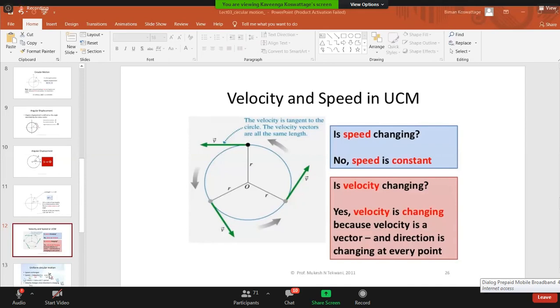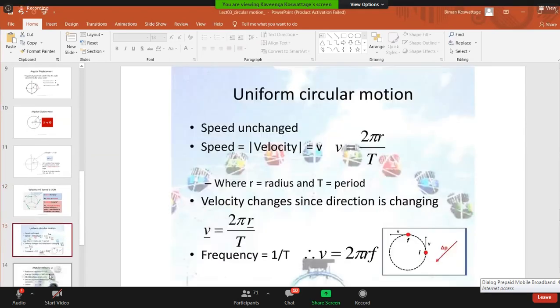Okay, then you have to write, in the case of uniform circular motion, speed is unchanged. Speed is the magnitude of velocity, which can be defined considering one circle. So you have to understand the time taken to complete one circle, which is the so-called period.